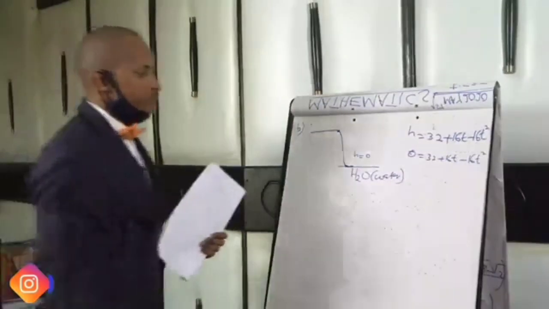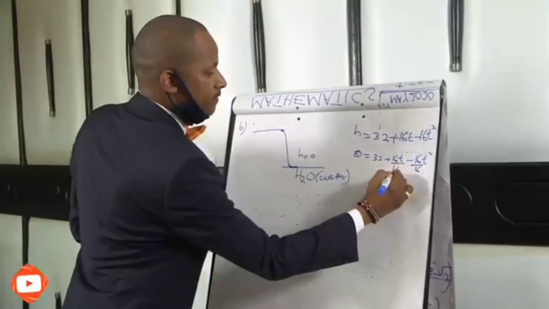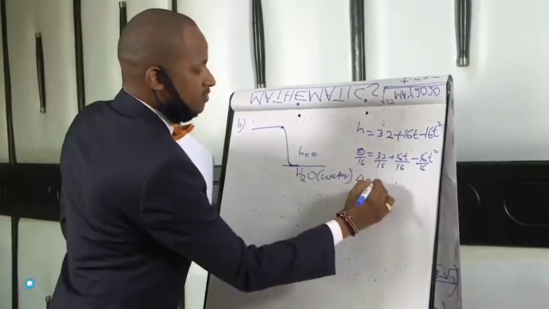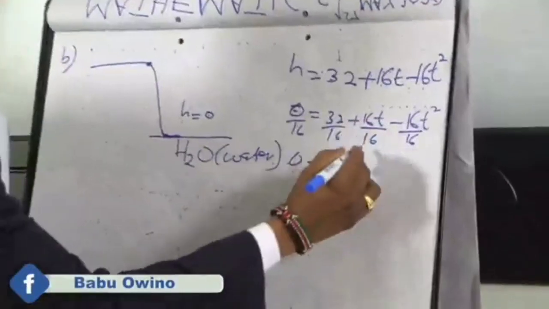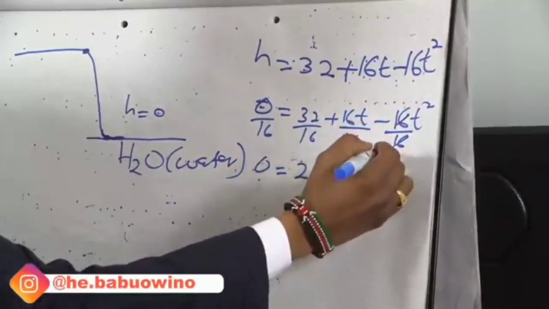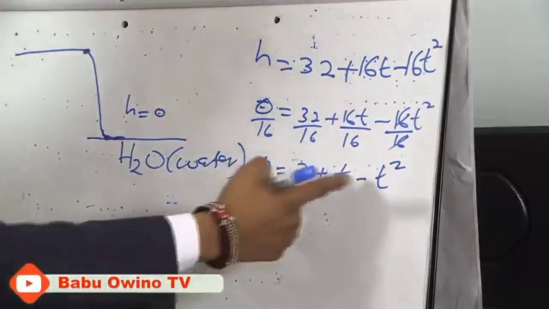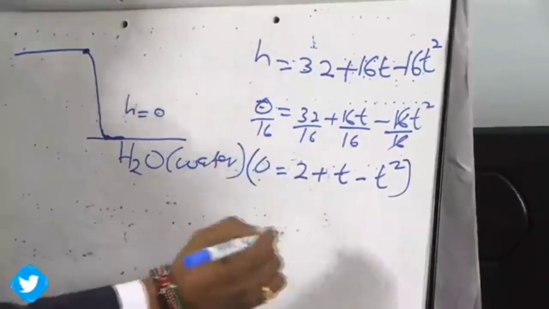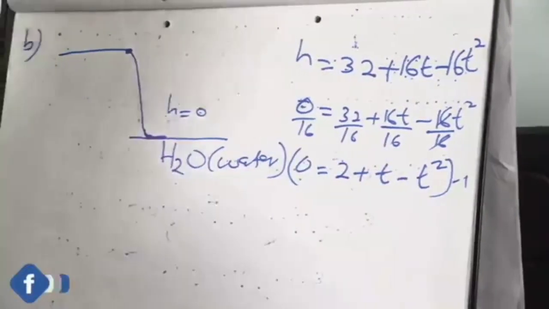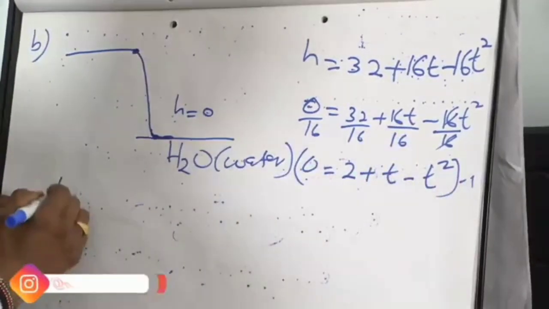With this equation, we can simplify it further because we have a common value here, 16. So we divide by 16. 0 divided by 16 is 0 equals 32 divided by 16 is 2, plus 16t divided by 16 is t, minus 16t squared divided by 16 is t squared. So from here, we can multiply all the values by -1 so that at least we start our equation with the highest power of t, which is t squared. So when you multiply this by -1, you get t squared.